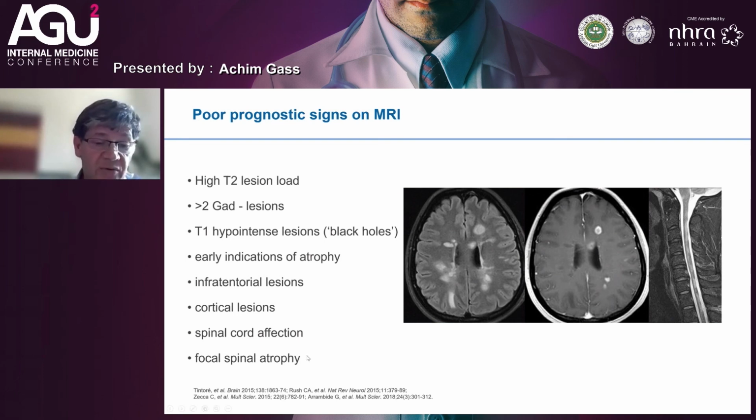Focal spinal atrophy demonstrates to you that there has been a spinal cord inflammation and injury through an inflammatory lesion, and many times this is causing a permanent clinical syndrome, so this is also a poor prognostic sign.